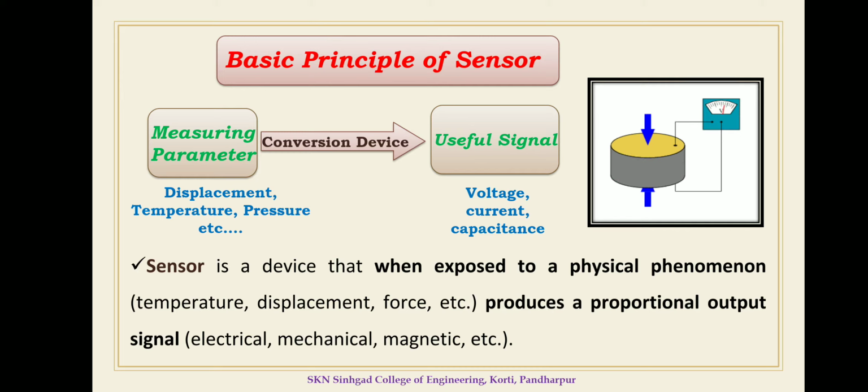A sensor is a transducer that is used to measure a physical variable. Some of the common sensors include strain gauges used to measure force and pressure. Thermocouples are used to measure temperature. Then pitot tube is used to measure flow rate.